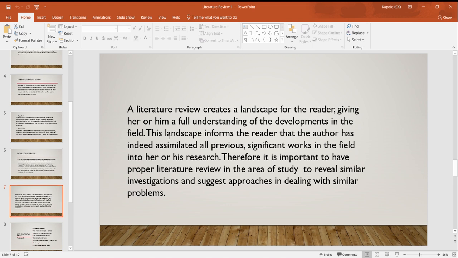Okay, so this gives the reader a depth of understanding in her field or whatever topic the researcher is going to research. And the landscape informs the reader that the author has indeed assimilated all previous significant work in the field into her or his research. Therefore, it is important to have a proper literature review in the area of study to reveal similar investigations and suggest approaches in dealing with similar problems.